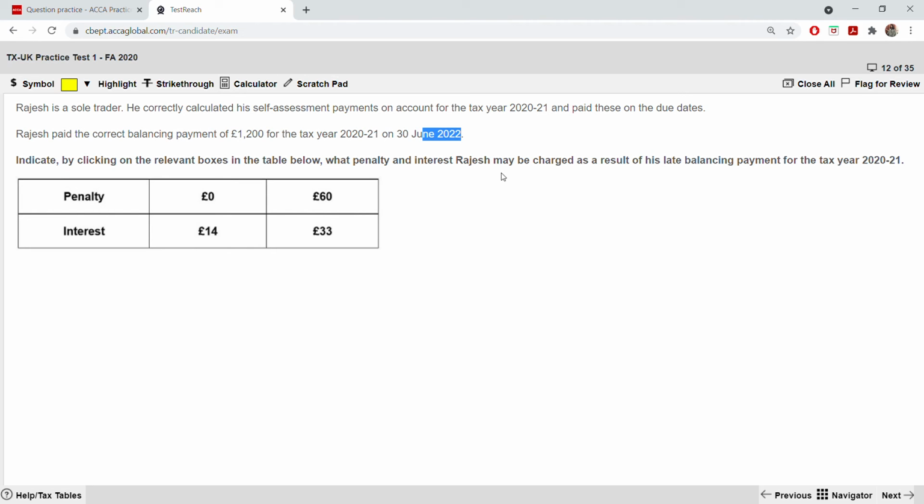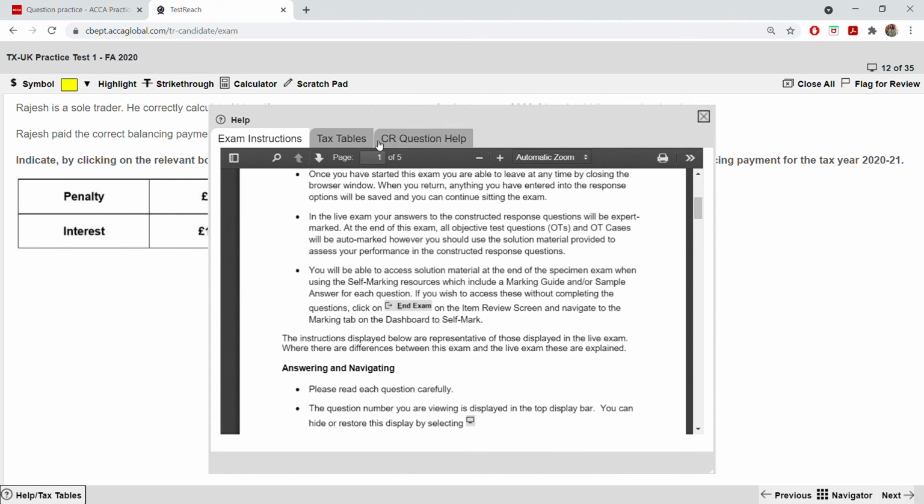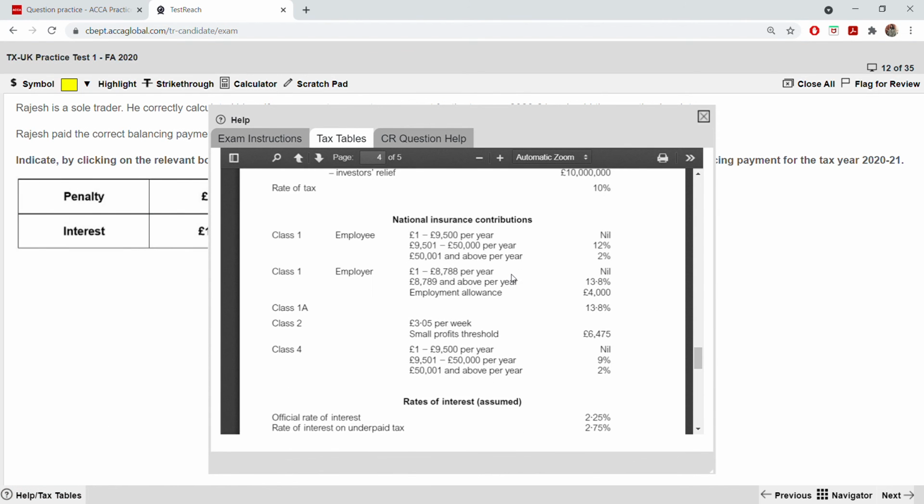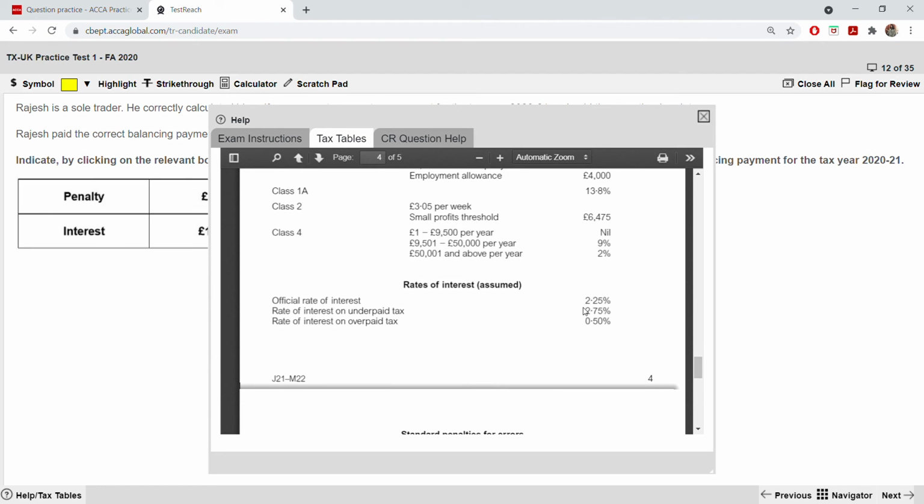So how many months? Full February, March, April, May and June: 5 months out of 12. On this 1,200, multiplied by what percentage? It is given here in the tax table: 2.75%. Underpaid tax means you paid less. Overpaid means you have paid more than the amount, so you'll be getting a return on that. So it will be 2.75%.